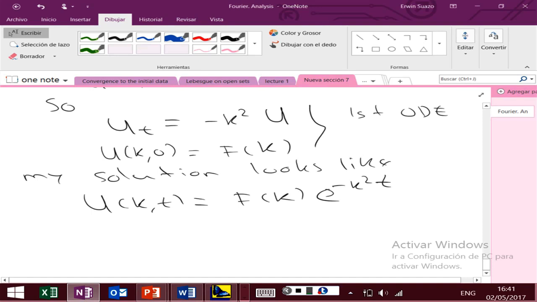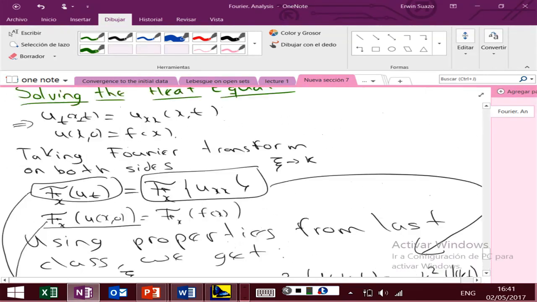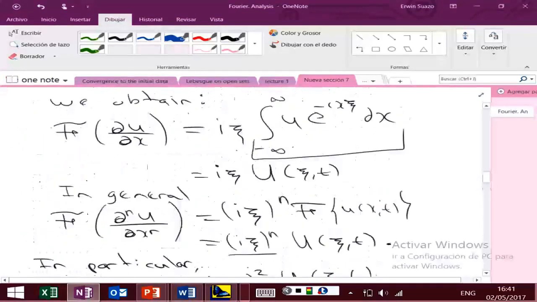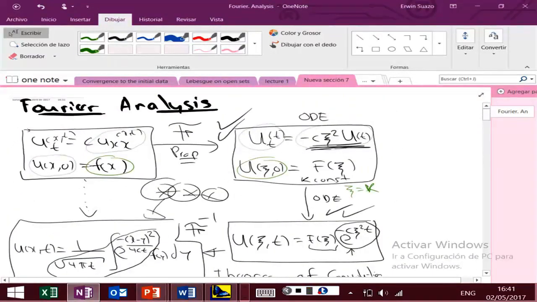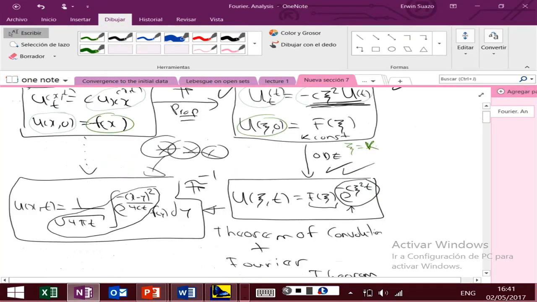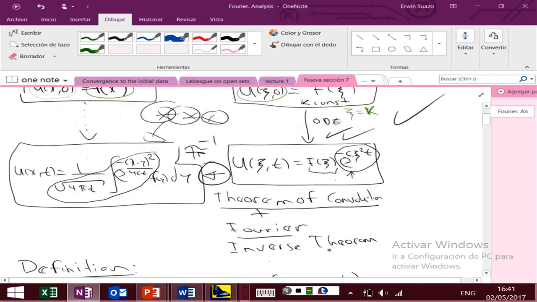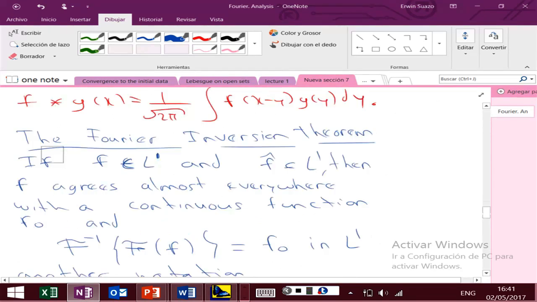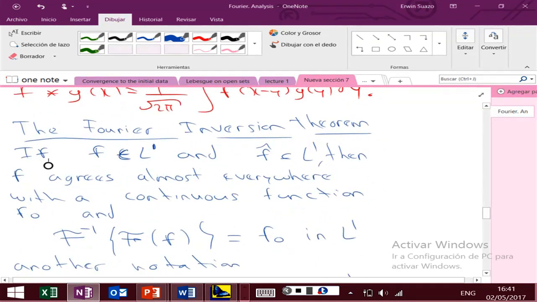Now, remember I made you a diagram reviewing all the steps. Today we have to go for the last part of the box. So far we have done: take the Fourier transform, solve it using ODEs. Now we have to go back. Today I'm going to have to use my convolution theorem and my Fourier inverse theorem. This is one.